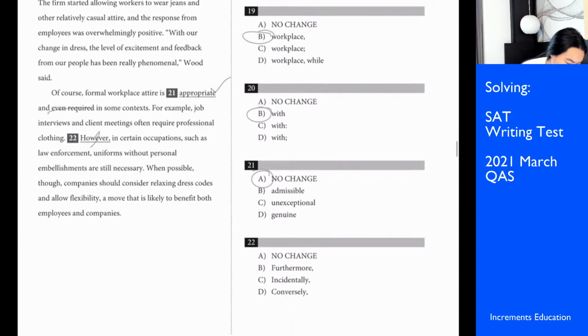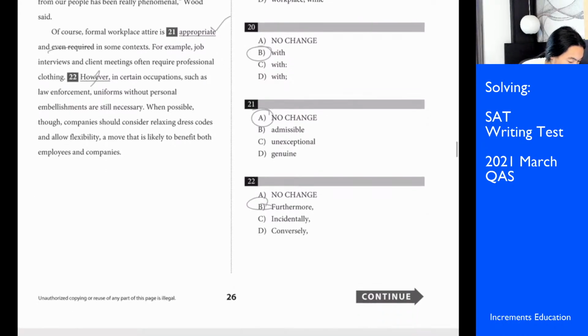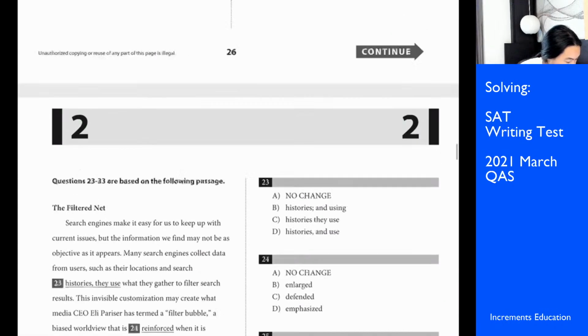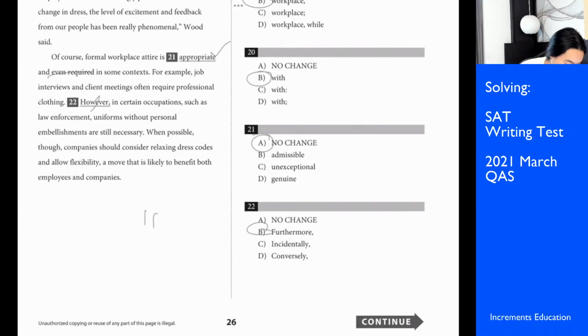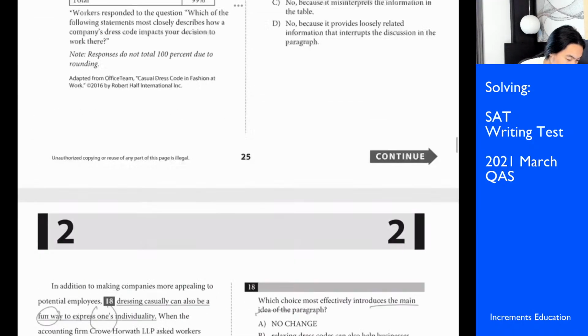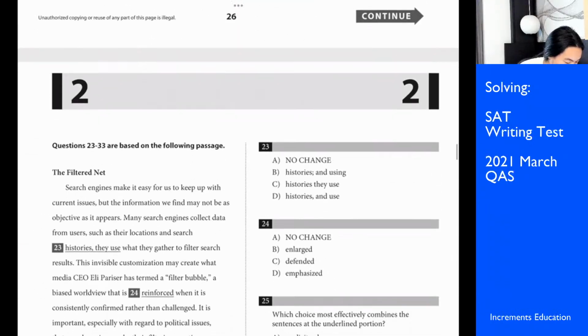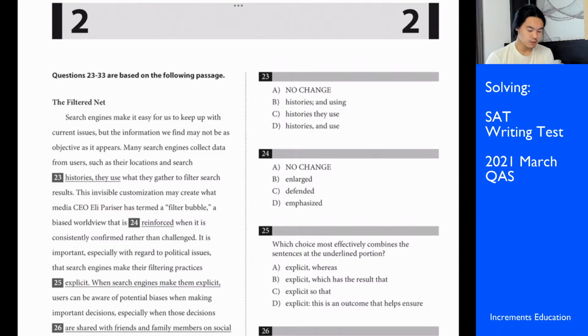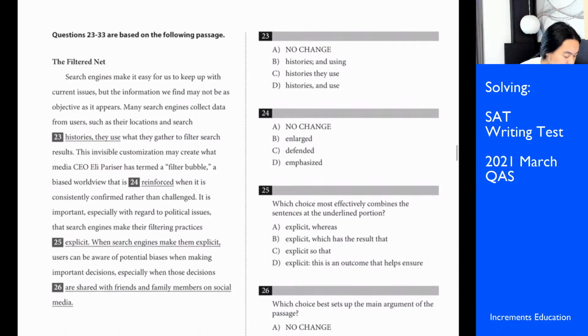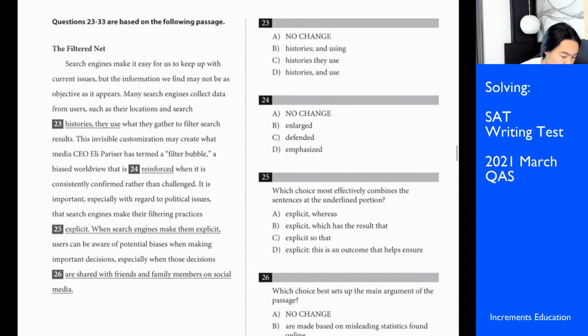Moreover, yeah. Furthermore, here we go. Furthermore, we're at 11:35, so making quick work. All right, and let's go on to the next one. The filter net. The web, internet. Not objective, so it's filtered.